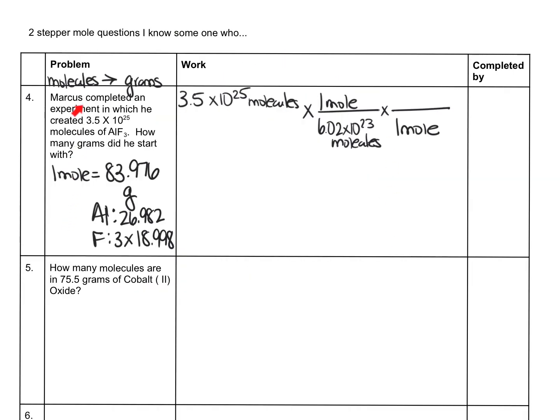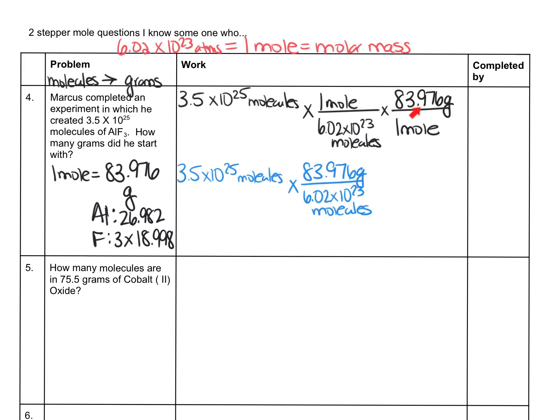For number 4, we need to go from molecules to grams. So I know that 1 mole is equal to 6.02 times 10 to the 23rd molecules. So since I'm starting with molecules, I'm going to divide by molecules, put that on the bottom so that molecules cancels out. I also know that 1 mole of the material is equal to the molar mass. So I'm going to need to calculate the molar mass of AlF3. So it's 83.976, and I can put that on the top since that's what I want to find, my grams of this material. So I put my molar mass on top.